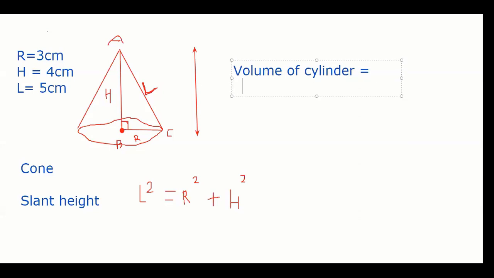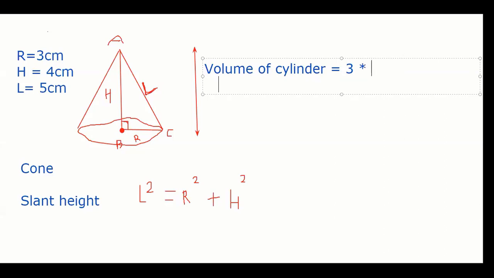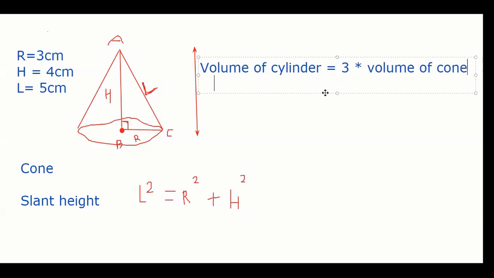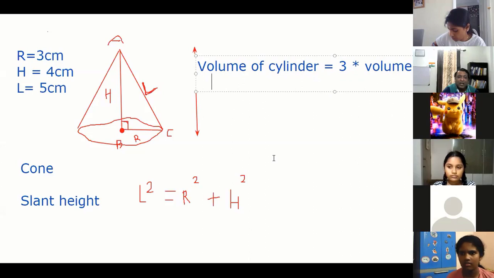The volume of the cylinder is 3 times the volume of the cone, and that is a practical experiment, guys. That's why there is no need to mug up the formulas. Once you know the cylinder, you know everything. Right or wrong? Because they found after 3 times it was full. That is how the volumes of the cylinder and cone are related.